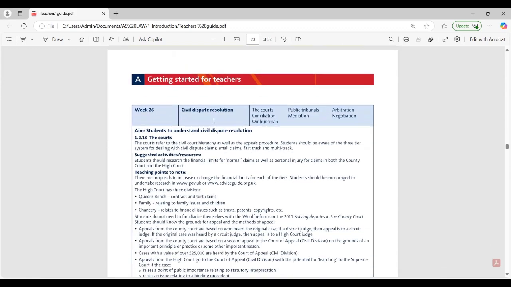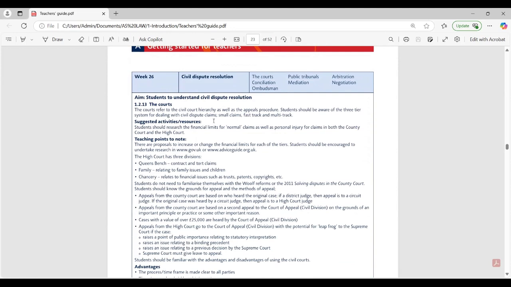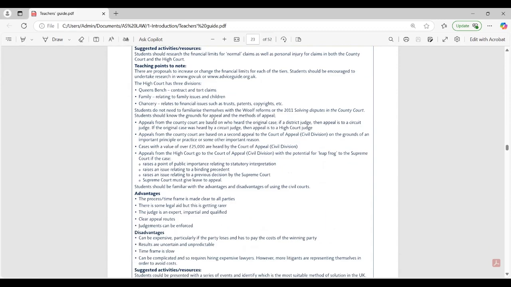And moving on, the next area is a little bit lengthy: civil dispute resolution. You have to know what methods are available if you have a civil dispute, and how to resolve such a dispute. Basically we have the courts, so you have to learn the court system. And apart from courts, we have public tribunals and alternative dispute resolution mechanisms such as arbitration, mediation, conciliation and negotiation, and also we have the ombudsman. Those are the areas that we have to cover under civil dispute resolution.